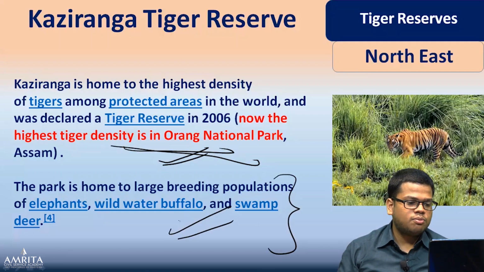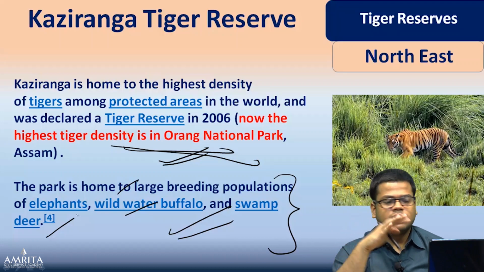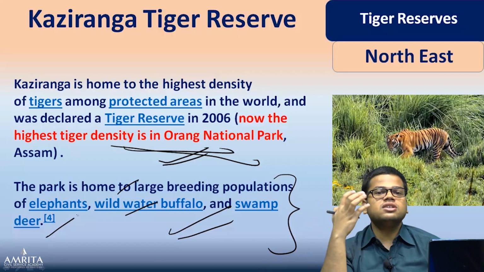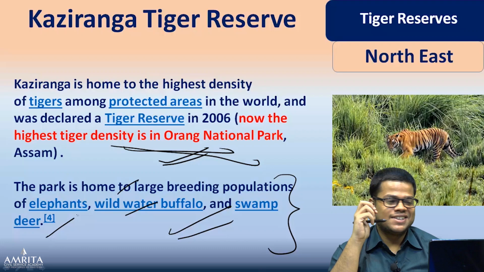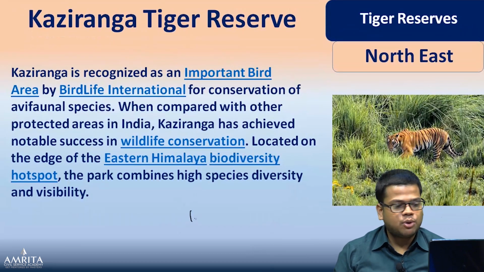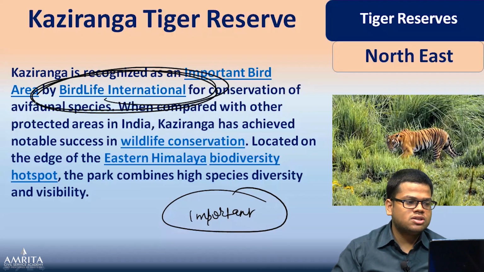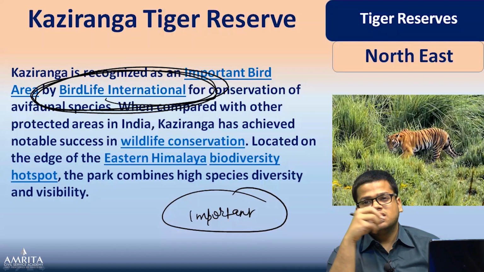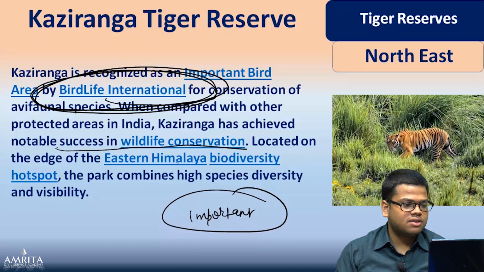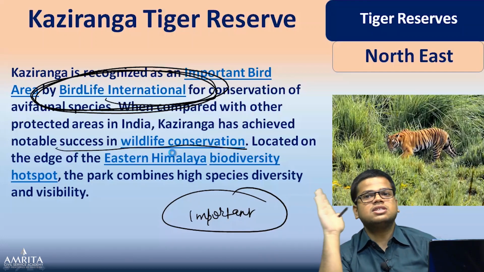The park is home to a large breeding population of elephants, wild water buffaloes and swamp deer. So it has a very high density. For example, you have seen so many tigers are there, along with them other species also. You can see why the tiger population is increasing, because they have so much to eat, it is their food. You can logically think like that. Next, it is an important bird life area. We will also see what the important bird life areas are. These small concepts are very important, recognized by BirdLife International. These institutions, these NGOs or non-governmental organizations, play a very crucial role. It has received notable success in wildlife conservation also, and it is formed, as we have discussed, in Namdapha, and it is part of the Eastern Himalayan hotspot.